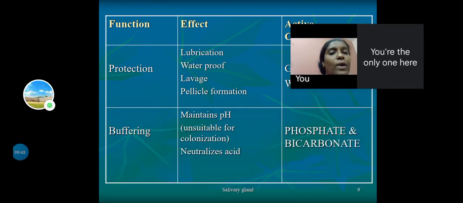Okay, buffering function. Buffering deals with maintenance of pH. Because we are talking about a body fluid, it is very essential that the pH has to be neutral. I just mentioned it a while ago. So this isotonicity or neutral pH is going to be achieved with the presence of important elements such as phosphate and bicarbonates.